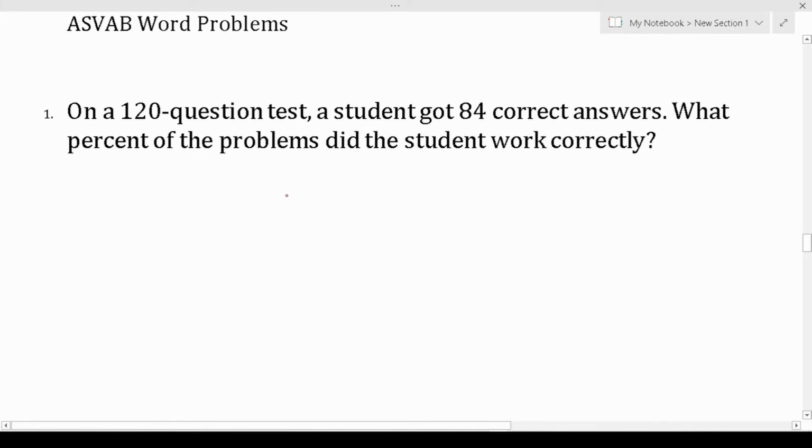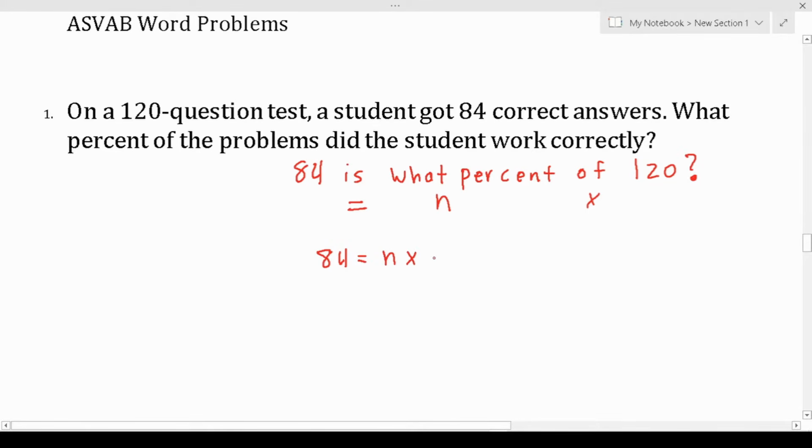So let's rephrase this to make it a little bit easier to work on. I'm going to rephrase this as 84 is what percent of 120? Okay, at some point, I'm going to stop writing this out and just set up the problems. But for now, let's use this method. Again, 84 is equal, what percent? N. Of means multiply, and just 120 is 120. So this becomes 84 equals n times 120.